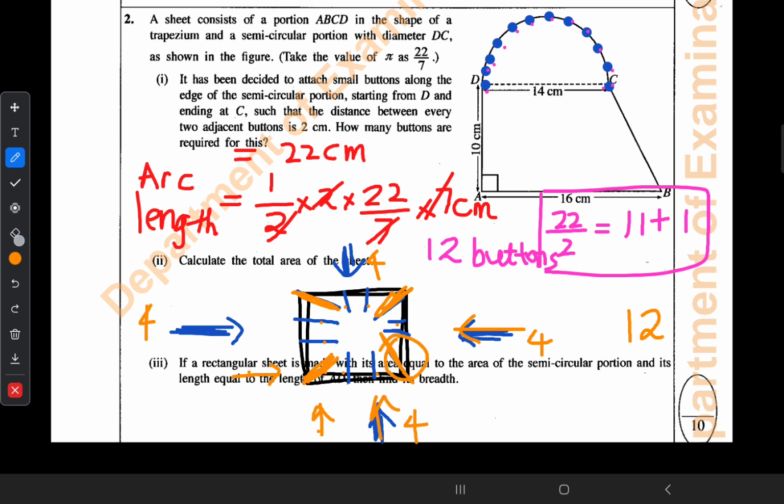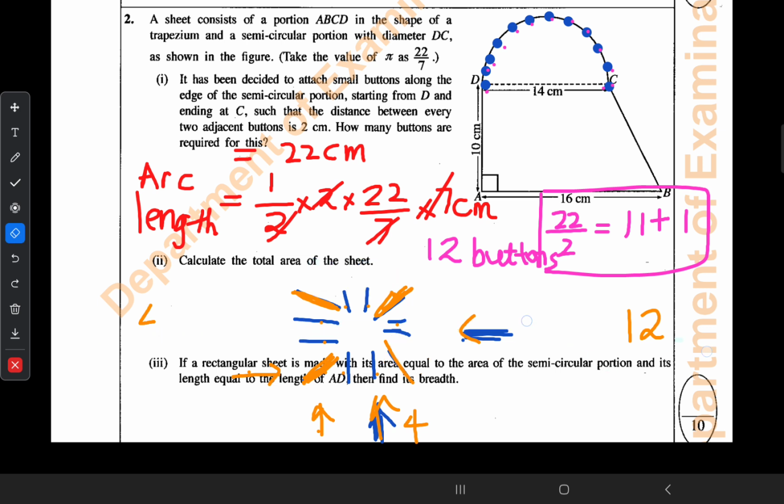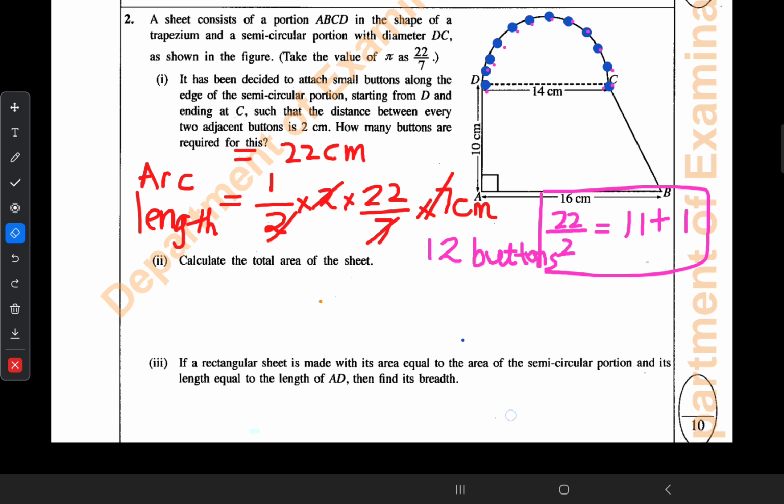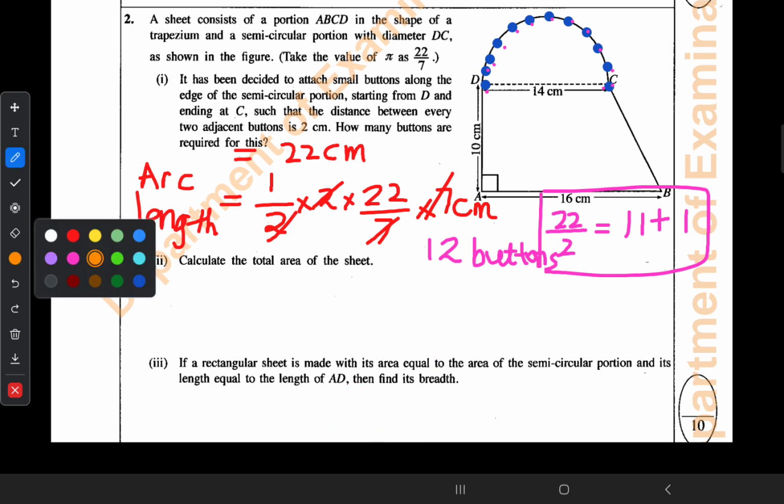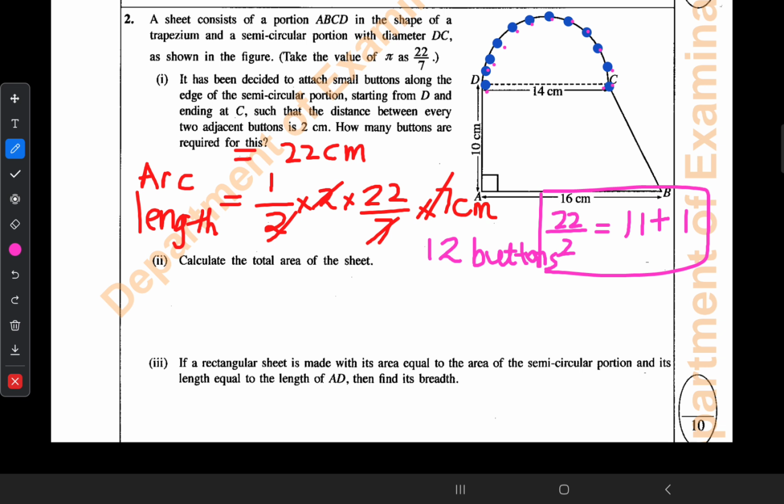Likewise, this question is also like that, because you are starting from C, starting from D up to ending at C. So at the ending point also you should place a button. That's how you should find this 12. Then calculate the total area of the sheet. Okay, we found the answer for this.